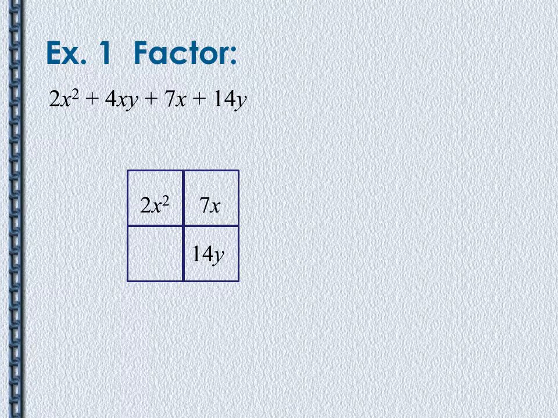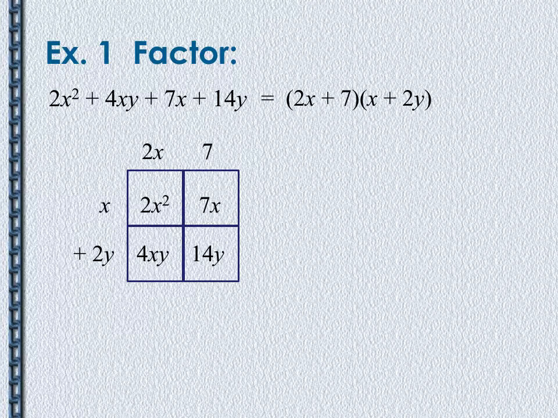We can put 7x in the top right and 4xy down here. What factors out of the top row is x, and we'd have 2x up above, and we'd have 7. Down below we'd have 2y. So we've factored this polynomial into 2x plus 7 times x plus 2y.